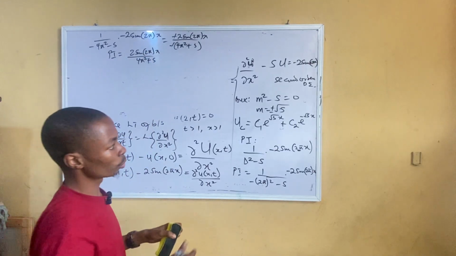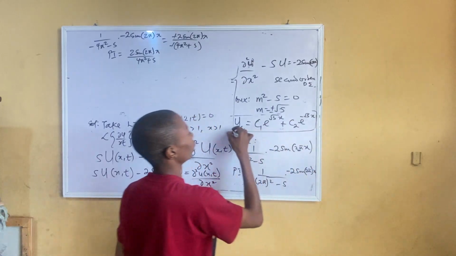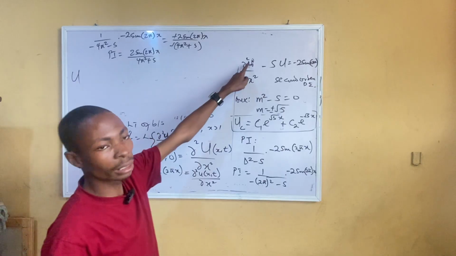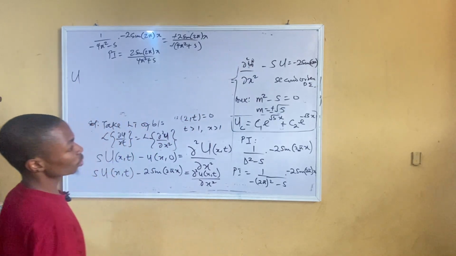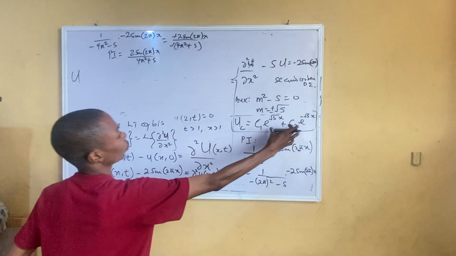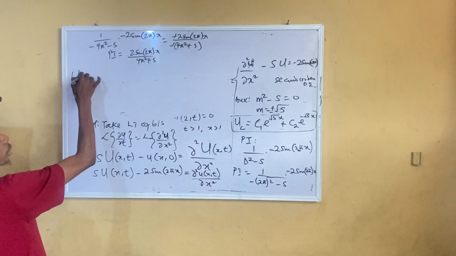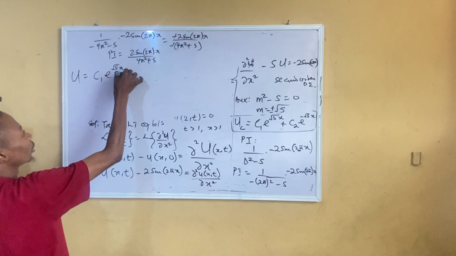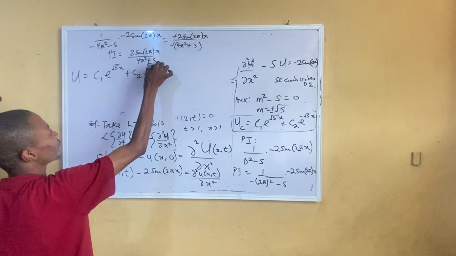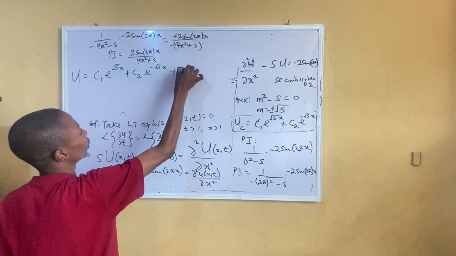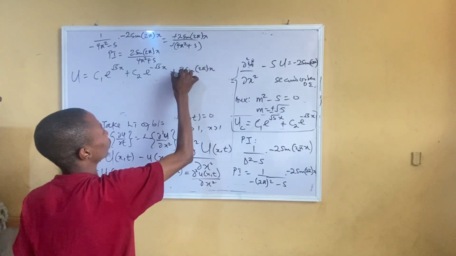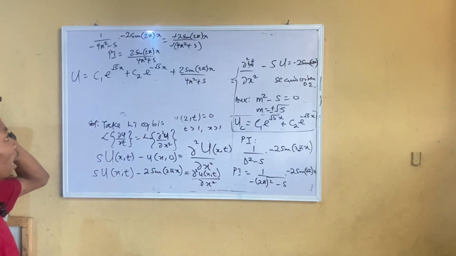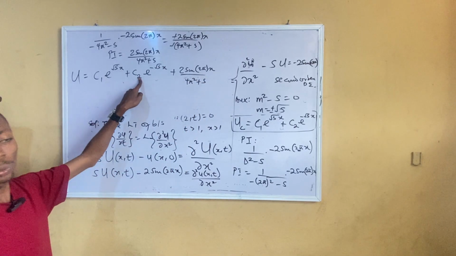After getting the particular solution, then you join them together, all right? So you join them together. So u now, the solution of this ODE, u is equal to what? Complementary plus particular solution. You add them together. u is equal to c1 exponential root s x plus c2 exponential minus root s x, then plus 2 sine 2 pi x divided by 4 pi square plus s. Okay, after that, c1 and c2 are constants.